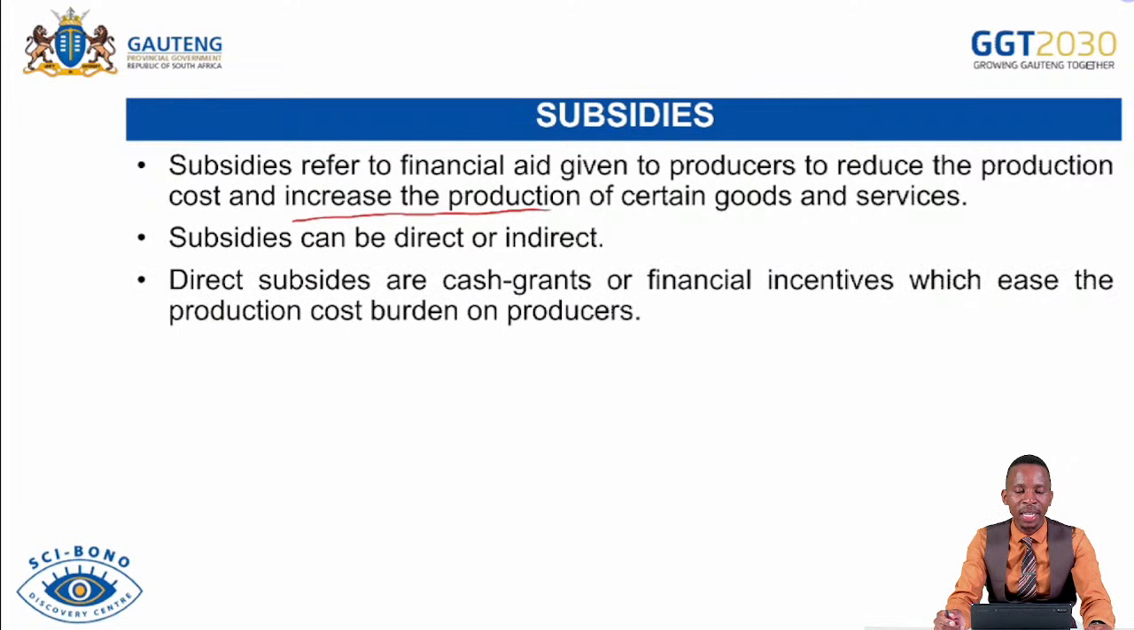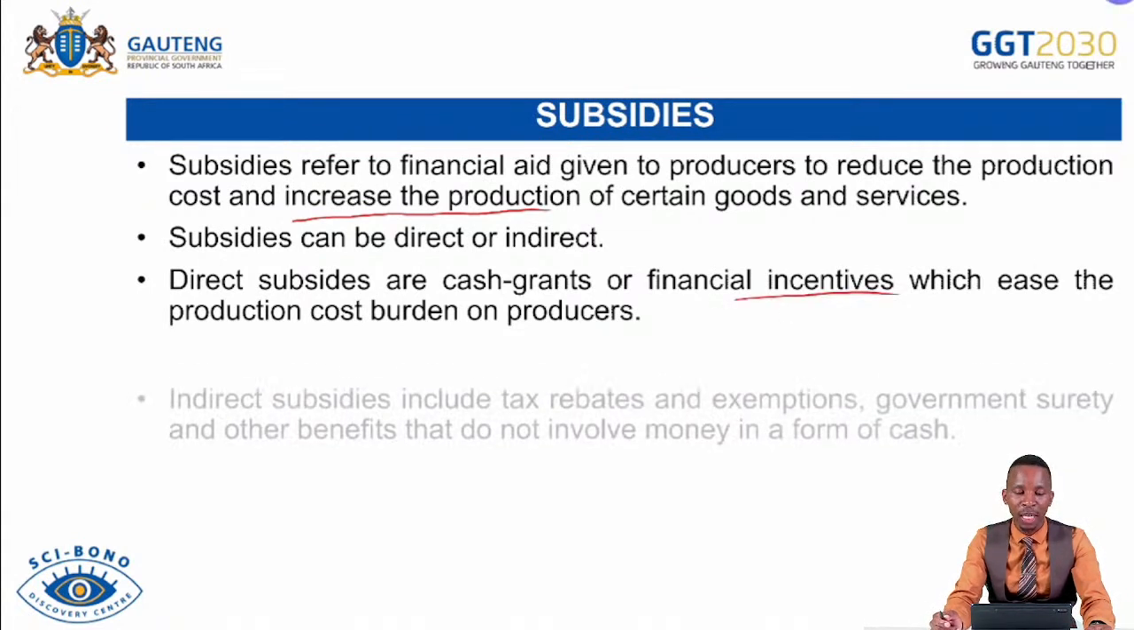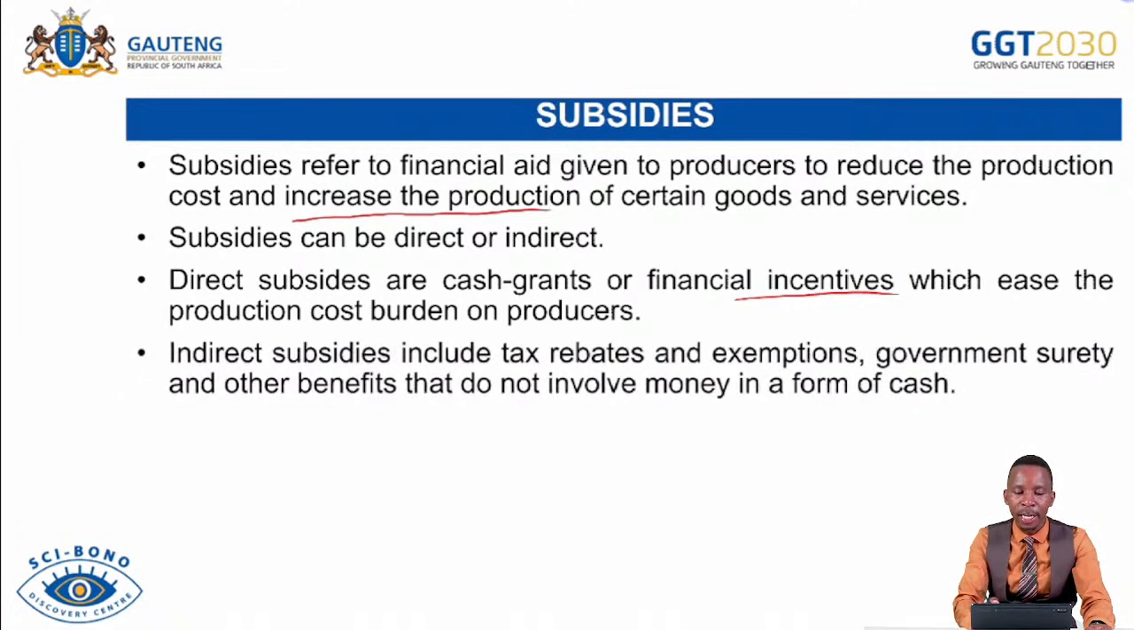If we talk about direct subsidies, we talk about cash grants, and if we talk about indirect subsidies, we talk about the non-financial incentives. So direct subsidies are cash grants or financial incentives, which reduce the production cost burden on producers. And then indirect subsidies include non-financial incentives such as tax rebates or tax exemptions, the government surety given on loans from commercial banks, and other benefits that do not involve money in the form of cash.